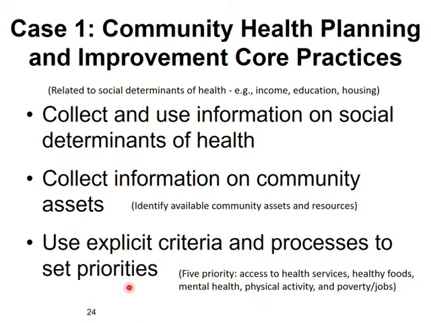So yes, there are so many health needs in the community, but it is important to prioritize them. And in this particular example, they had five priorities. The first one was access to health services, then healthy food, mental health, physical activity, and poverty and jobs. So by prioritizing them, now they can say, yes, these are the resources we have. Maybe we can use these resources to try to hit these priority areas.